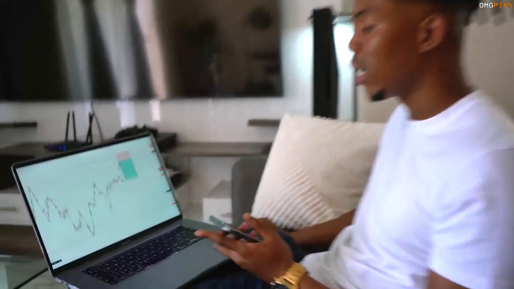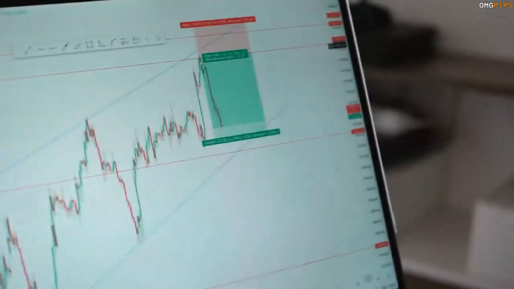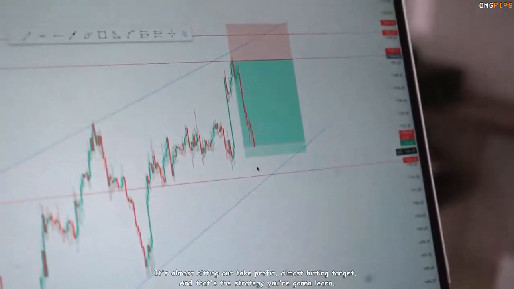You can see here I caught a gold trade. I just caught myself from here. Damn, son. And I've been pushing that sell, and now it's coming here. It's almost hitting my take profit, almost hitting target guys. And that's a strategy you're gonna learn. You're gonna see how we grow our accounts. You're gonna be using the same approach.